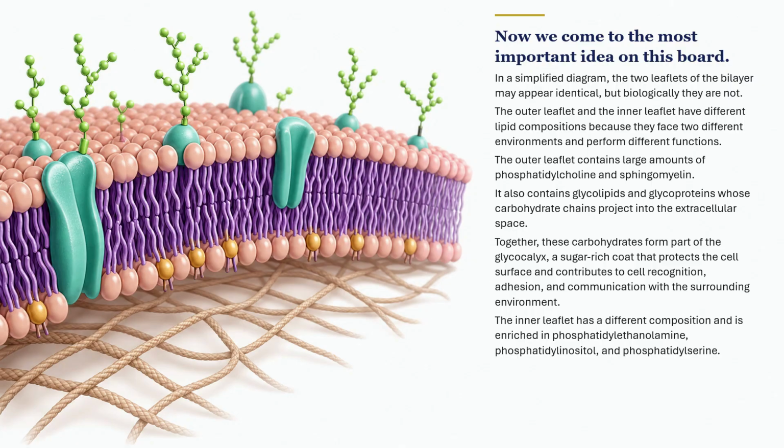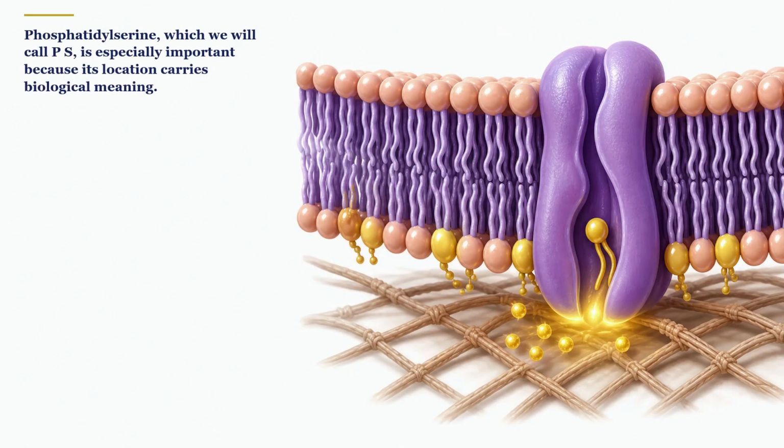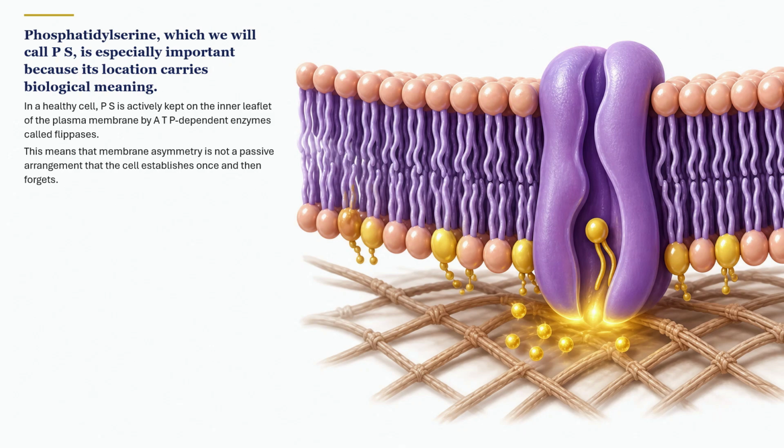The inner leaflet has a different composition and is enriched in phosphatidylethanolamine, phosphatidylinositol, and phosphatidylserine. Phosphatidylserine, which we will call PS, is especially important because its location carries biological meaning. In a healthy cell, PS is actively kept on the inner leaflet of the plasma membrane by ATP-dependent enzymes called flipases. This means that membrane asymmetry is not a passive arrangement that the cell establishes once and then forgets. The cell continuously spends energy to maintain it.